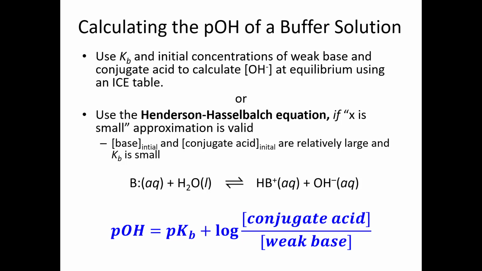Very simple to use equations. They have the same assumptions. Kb's got to be small. The initial concentrations of the weak base and its conjugate acid have to be relatively large. Okay? And I'm going to talk about what relatively large means in a little bit. So those are the Henderson-Hasselbalch equations.